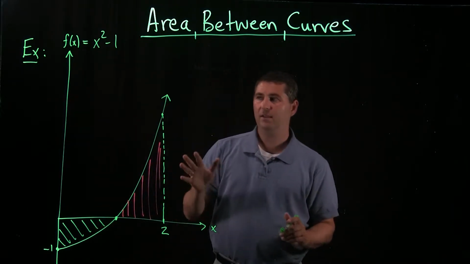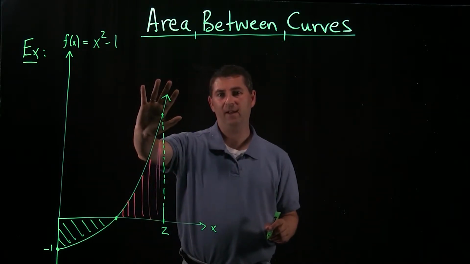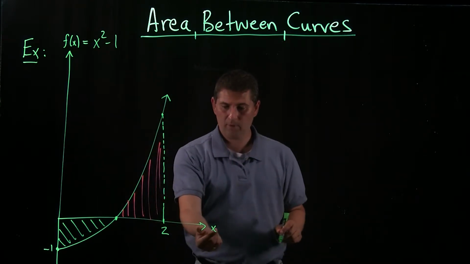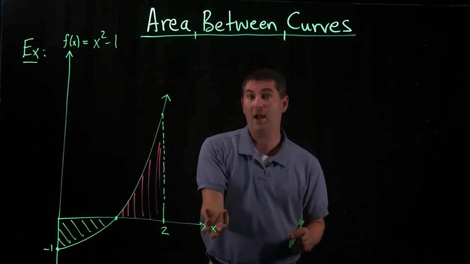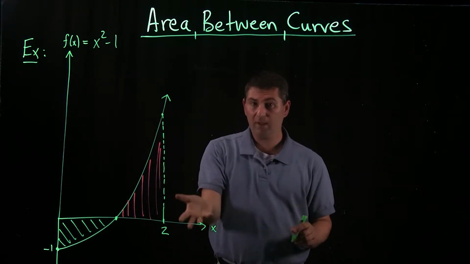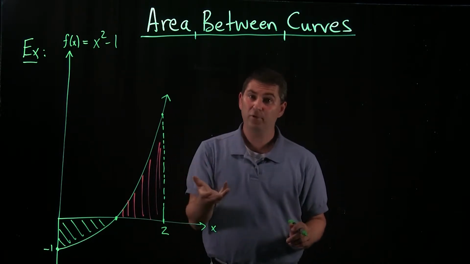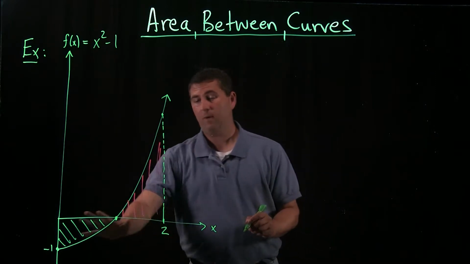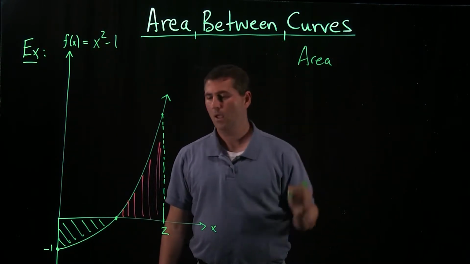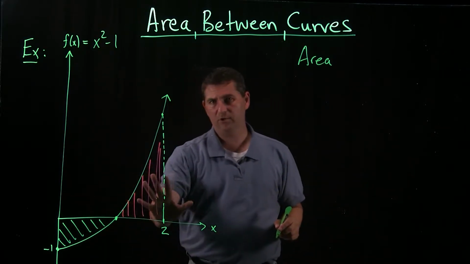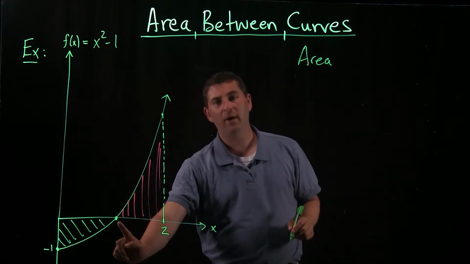Okay, so in this case, my function here is f of x, and what's my g of x? Well, it's again actually the x-axis, right? It's just the line y equals 0. So that's going to make things a little bit nicer, but conceptually no different. So if I want to compute the area, I need to break this up into two pieces. Of course, I need to know where that point is.